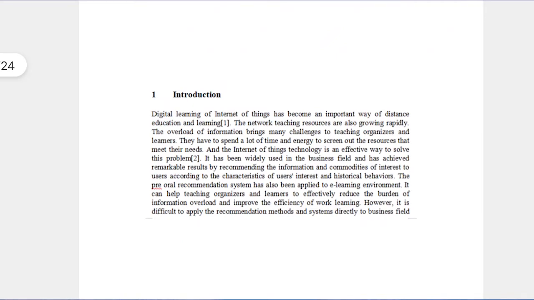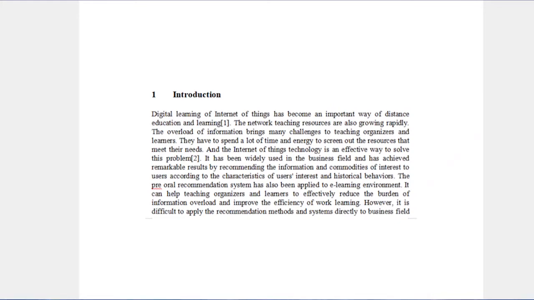1. Introduction. Digital learning of the Internet of Things has become an important way of distance education and learning. The network teaching resources are also growing rapidly. The overload of information brings many challenges to teaching organizers and learners. They have to spend a lot of time and energy to screen out the resources that meet their needs. And Internet of Things technology is an effective way to solve this problem.